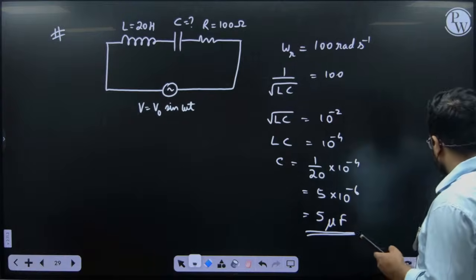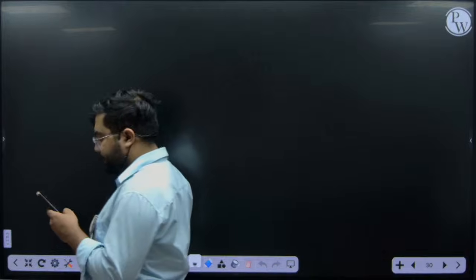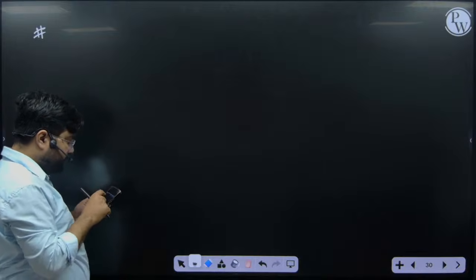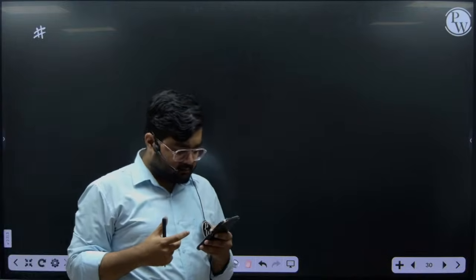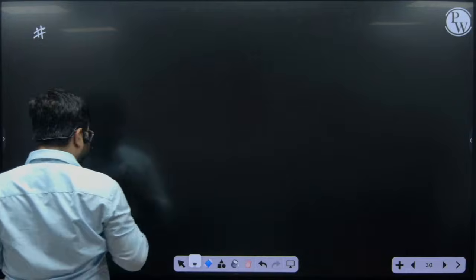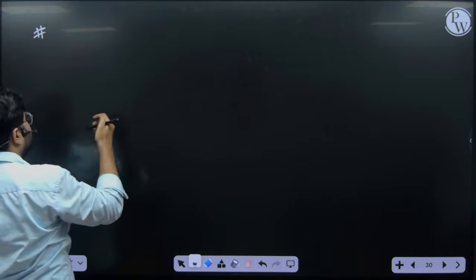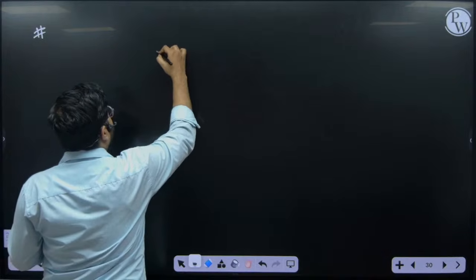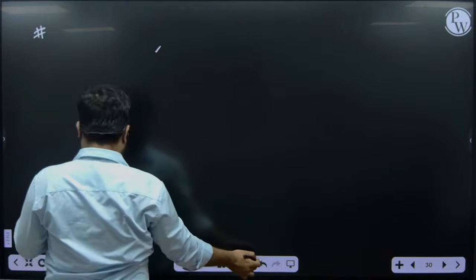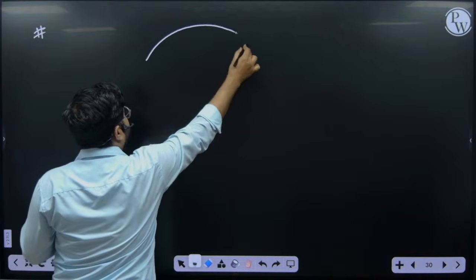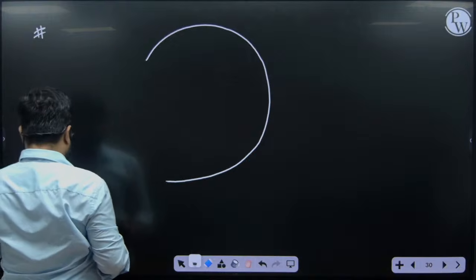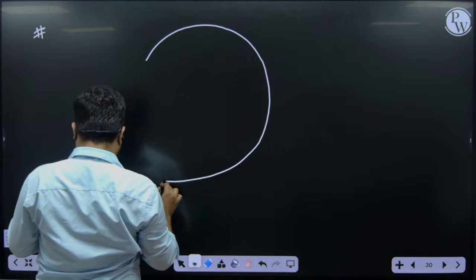So let us solve another question. This question is, I think, from the chapter work energy power, but it also has some collision involved with it. So collision and work energy power combined. So let us see this. They have given us a diagram like this.